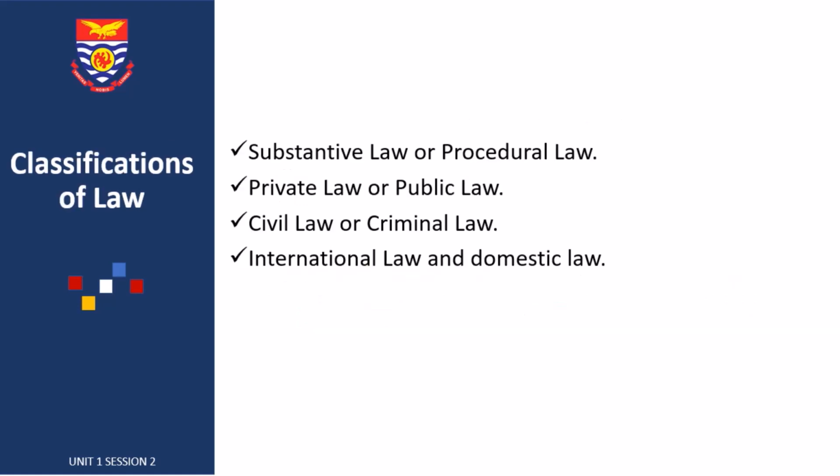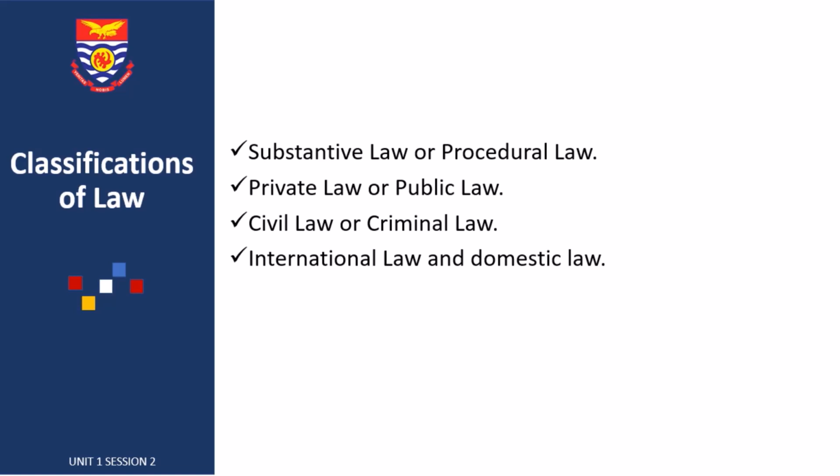And on the classification of law, we have substantive law and procedural law. Substantive law deals with the rights and obligations of the parties. For instance, we have the Contract Act, 1960, Act 25. It's a substantive law. We also have the Criminal Code, Act 29. Procedural law consists of the laws that help us to enforce our rights. For instance, the CI 47.